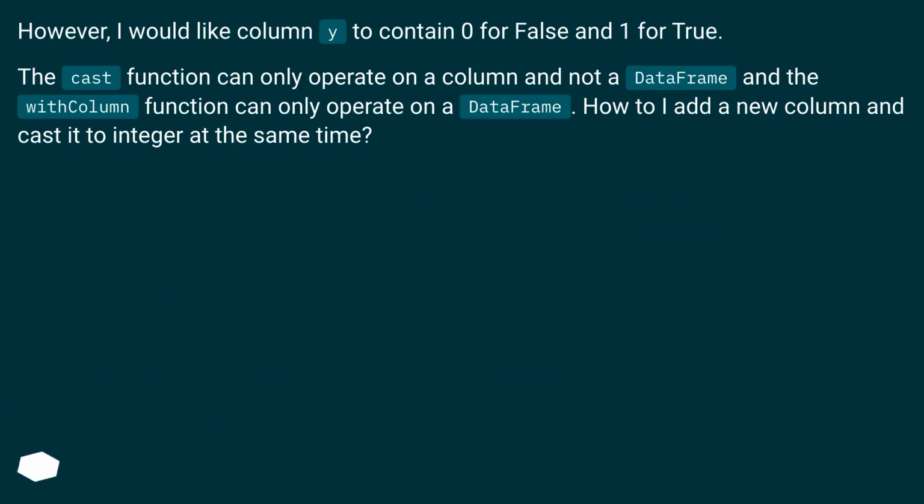The cast function can only operate on a column and not a data frame, and the withColumn function can only operate on a data frame. How do I add a new column and cast it to integer at the same time?